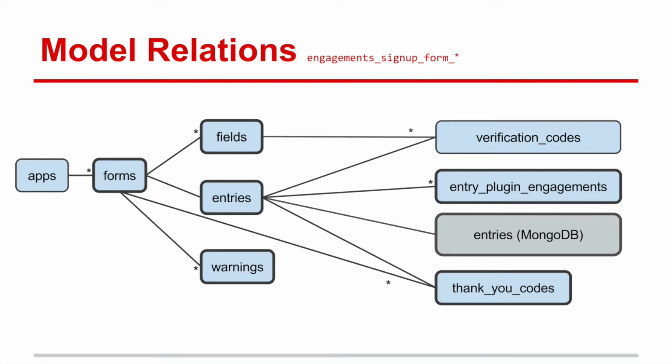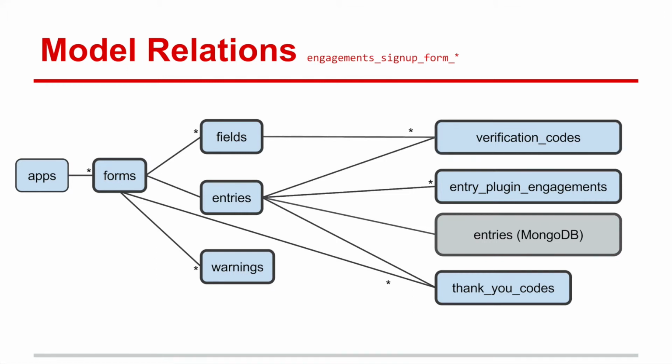Entries also have many entry plugin engagements. The entry plugin engagement is effectively an identifier for the consumer that submitted the form. Every time a consumer submits a form, we create a new entry plugin engagement and tie that to the entry. And then we use that entry plugin engagement to make sure that the consumer has not submitted multiple entries within the allotted time period.